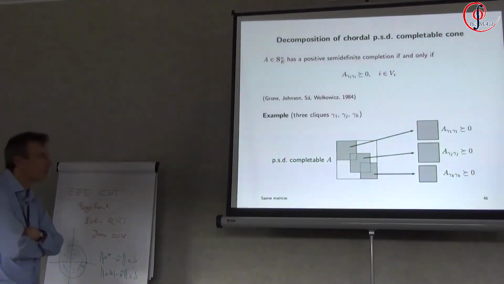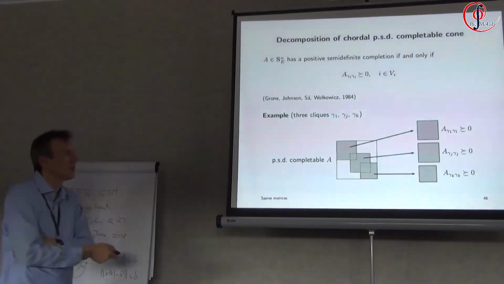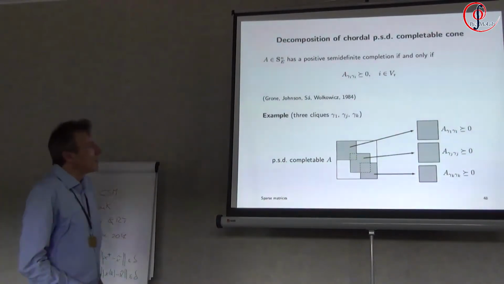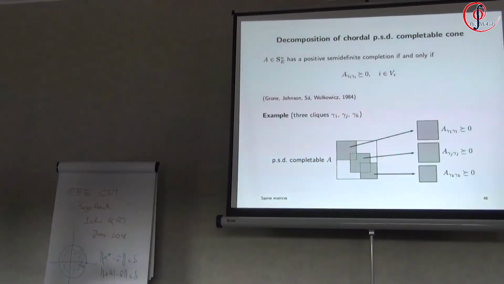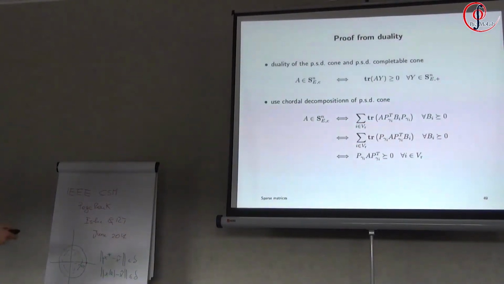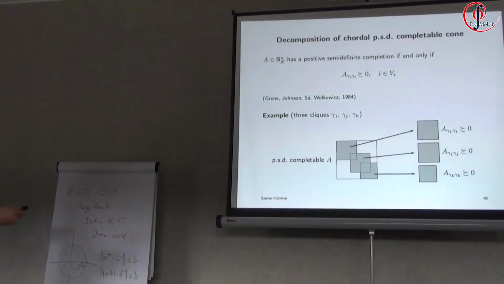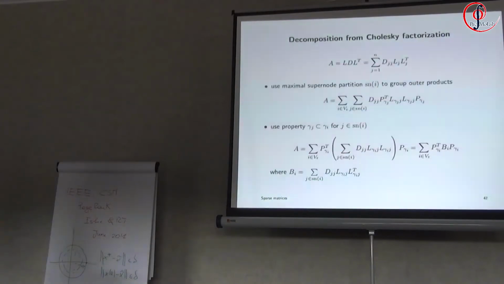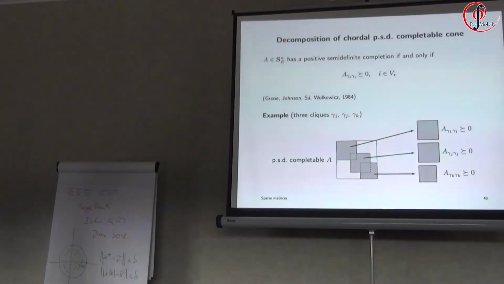For a general sparsity pattern, that's a necessary condition to have a positive semi-definite completion. Obviously all the dense submatrices must be positive semi-definite, but it's not sufficient. And the proof just follows from duality. Knowing that this is the dual cone of the first one, and that the first one can be represented like this, it's not difficult to show this.